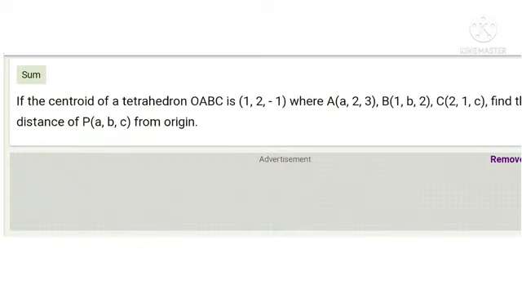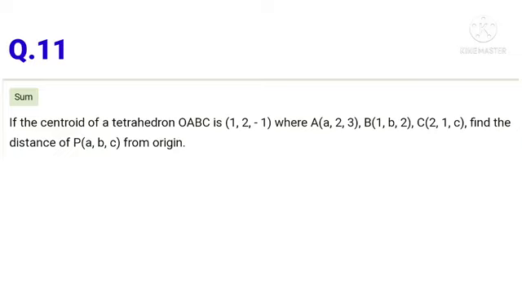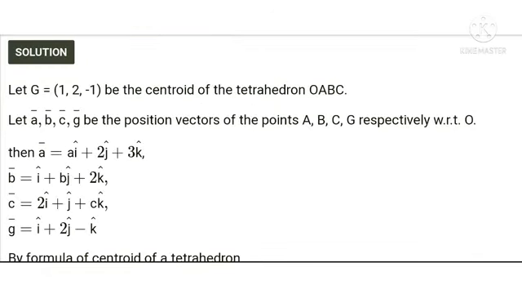Next question number 11. If the centroid of a tetrahedron OABC is 1, 2, -1, where A point is given, B is given, C is given. Find the distance of P, ABC from origin. Student, here first we draw the figure. See here, suppose here given G 1, 2, -1 is the centroid of tetrahedron OABC. A bar, B bar, C bar, G bar are the position vectors of points A, B, C, G respectively.